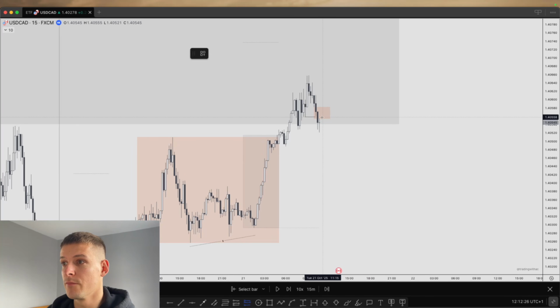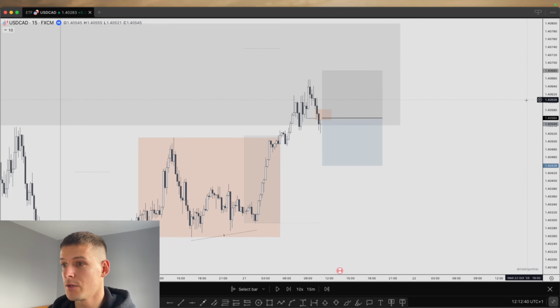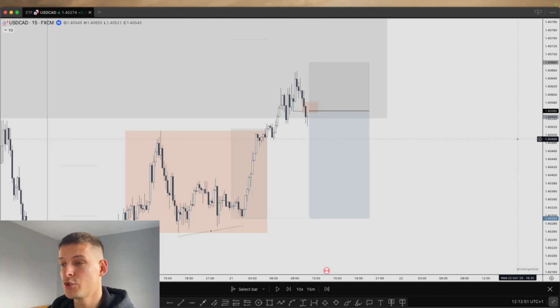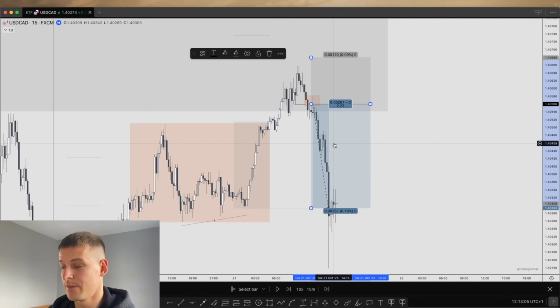So we look for a move back into this displacement, entries anywhere within that area, stops very comfortably above the high. I believe I had around a 12 pip stop on this one, very comfortable stop loss. And then at this point, again, I'll look for a very mechanical, very simple profit target. Again, minimum 2-to-1 risk to reward. And as you can see, when we play this one through, we got tagged in. And then price just melted following CAD CPI news.